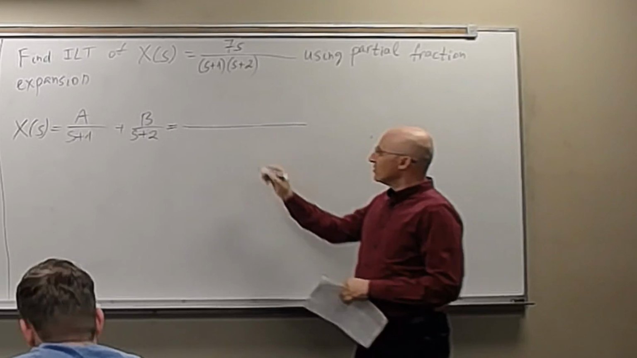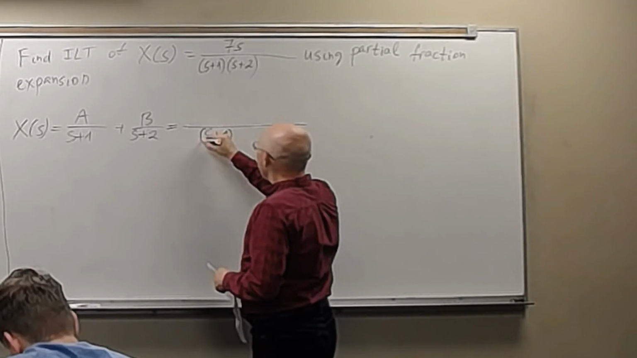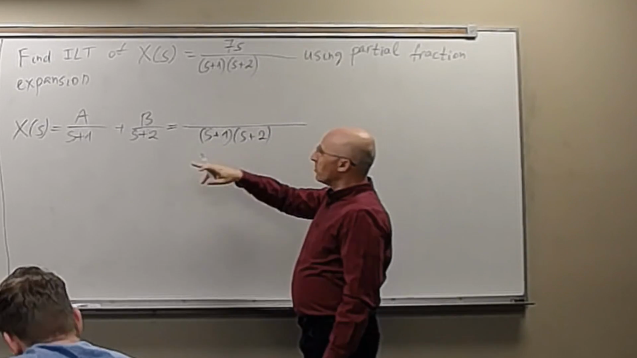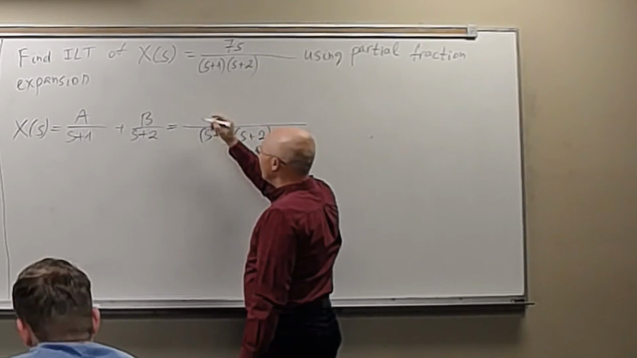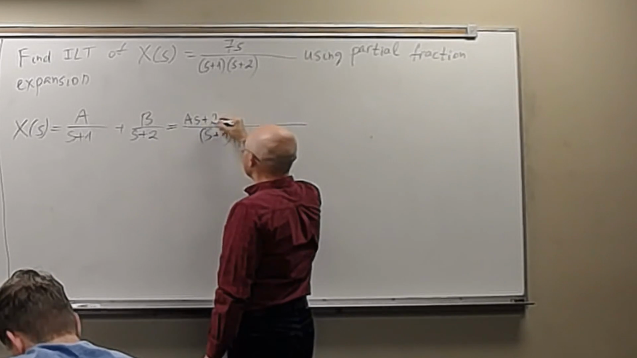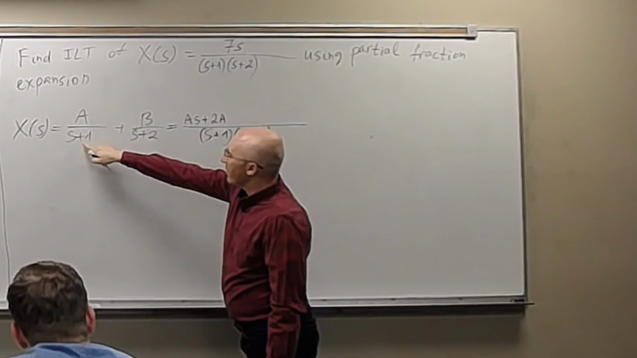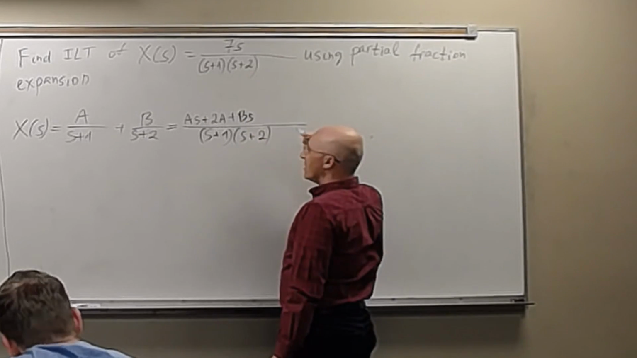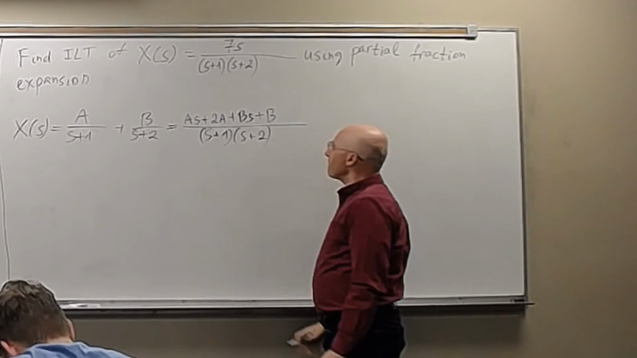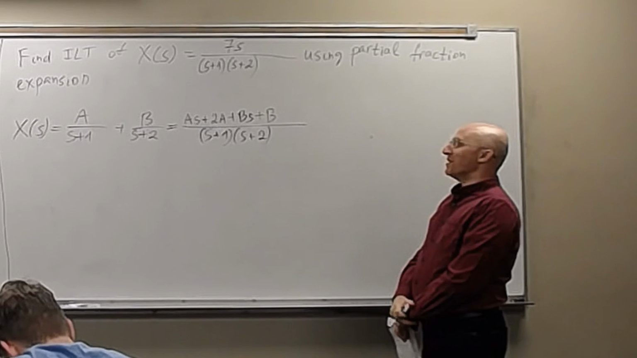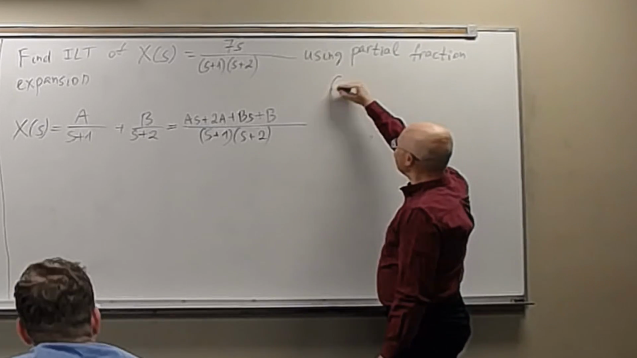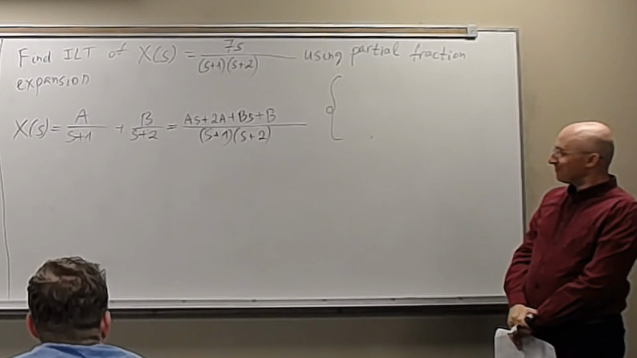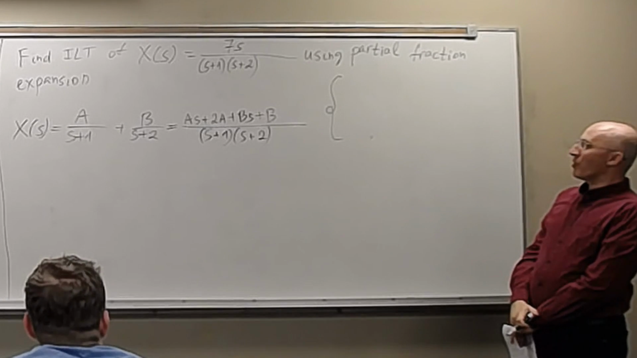So let's do that. So obviously here I will have s plus 1 times s plus 2, the same thing like here. But here I will have a times s plus 2, which is as plus twice a, and here I will have s plus 1 times b, which is bs plus b. Okay, now we compare the coefficients.